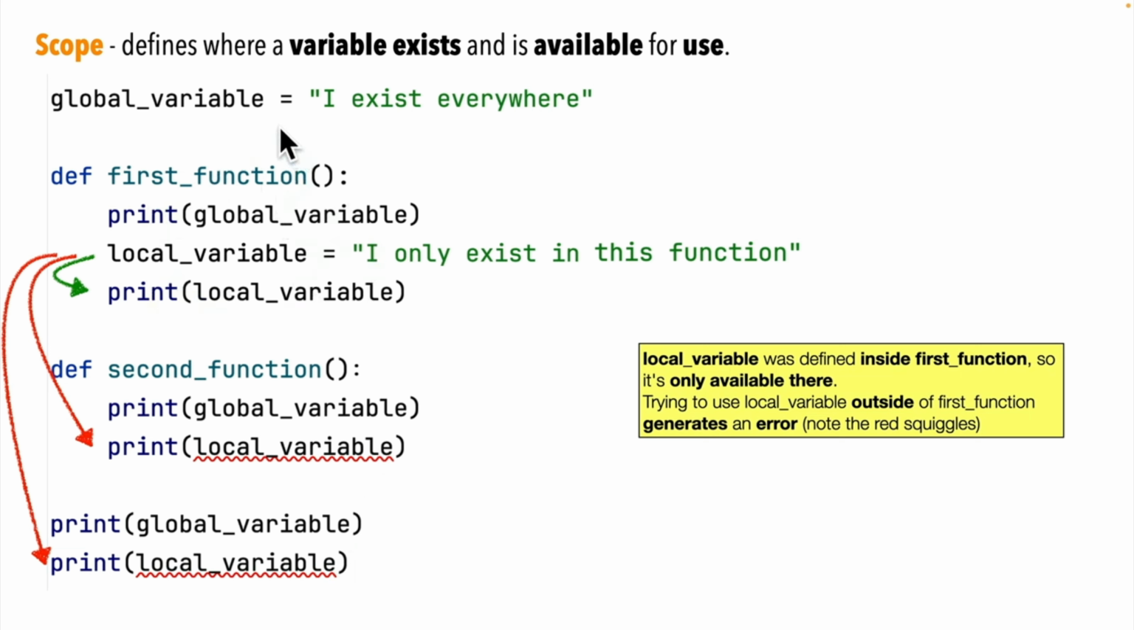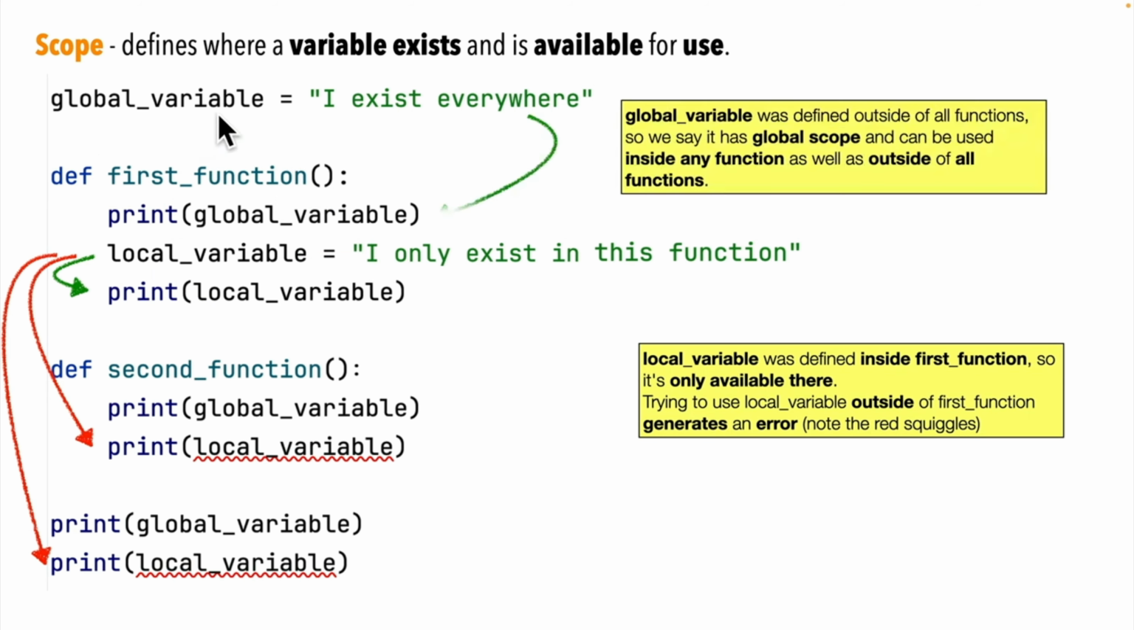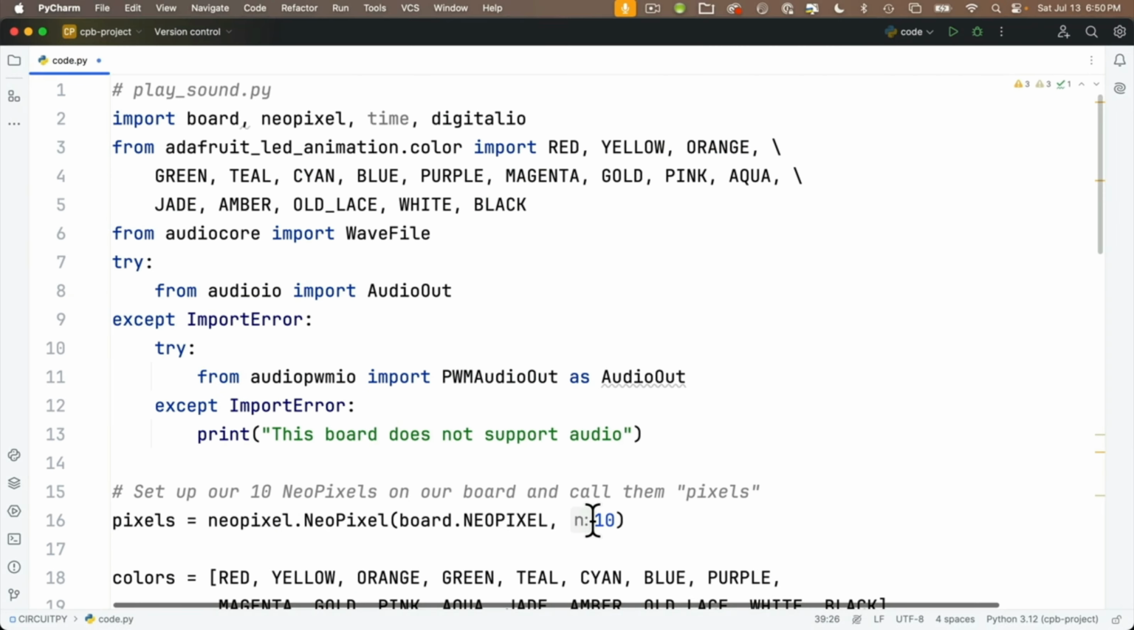Now let's contrast that with this variable here, global_variable. Since it's defined outside all functions, we say it's a global variable and it's available everywhere. We can print it inside both functions or outside of the functions. No red squigglies of anger here. Let's work through an example.